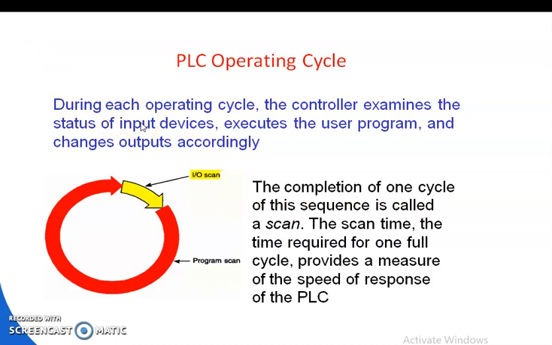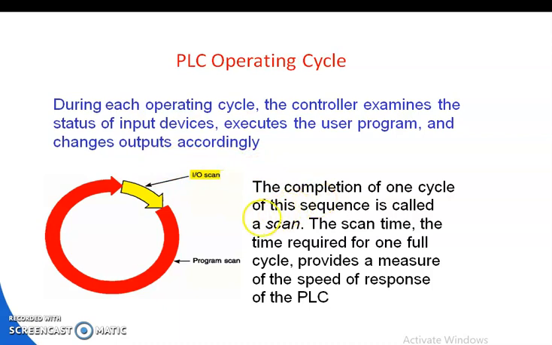Next, PLC operating cycle, or programmable logic controller operating cycle. This one is the cyclic operation of PLC programs. This one is for I/O scan. This one is the program scan. So when we go from this point and enter into this point, the whole cycle forms nothing but the operating cycle. During each operating cycle, the controller examines the status of input devices, executes the user program and changes outputs accordingly.